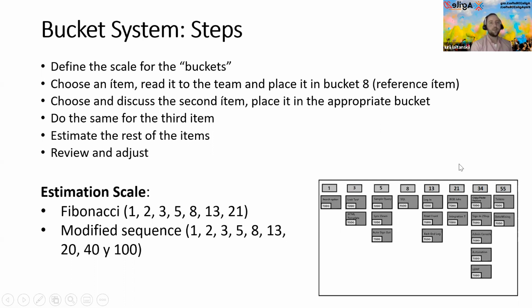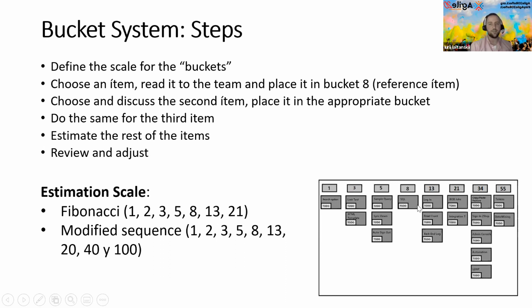So what's the dynamic? First of all, we choose an item, read it to the team and place it in the bucket 8, which would be a reference item. After that, we choose the second item. We read it to the team, and then the team says, okay, let's place it in the bucket 3 or 5, right? And we do the same for the third item. In this case, it's very similar to what we've done for the affinity grouping. And after that, the team estimates the rest of the items.